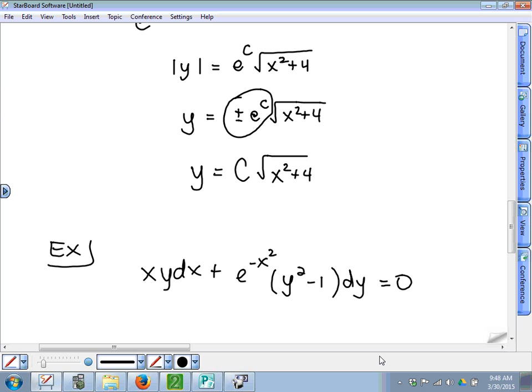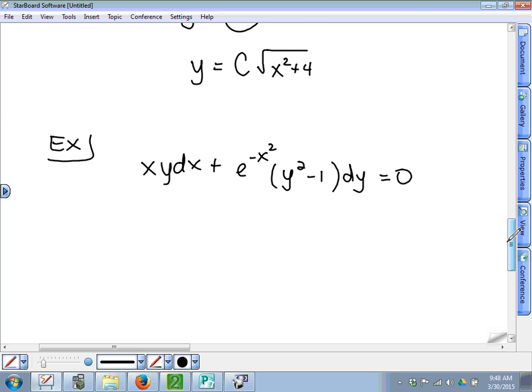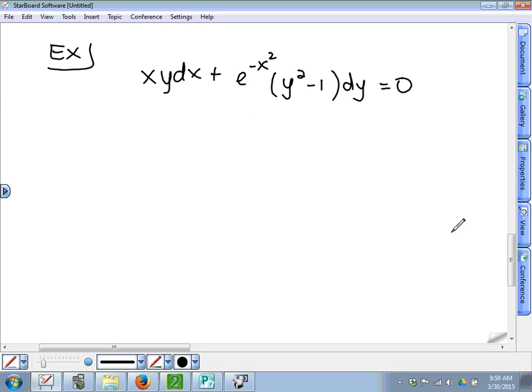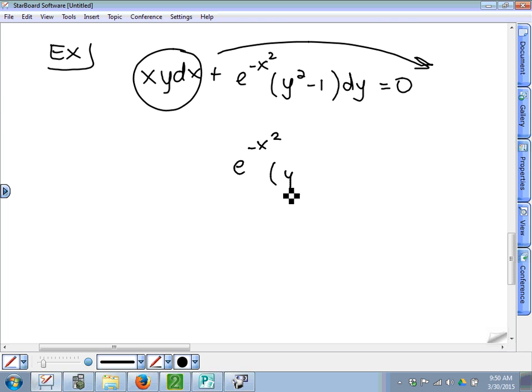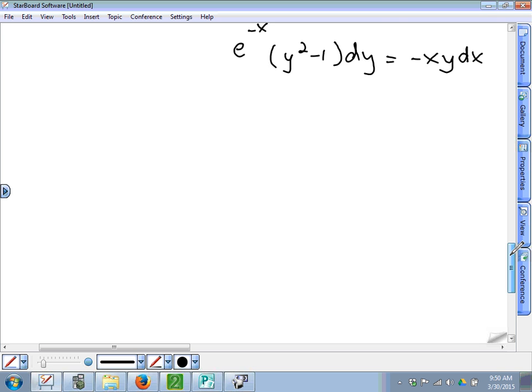Okay, are we going to solve this on our own? Try it. What'd you guys try? Remember we just put a negative on it from the outside? What'd you say, David? First, we separated it by just subtracting x y dx. So you move this over here? Yeah. So you have e to the negative x squared, y squared minus 1, dy equals negative x y dx. Okay, keep going.